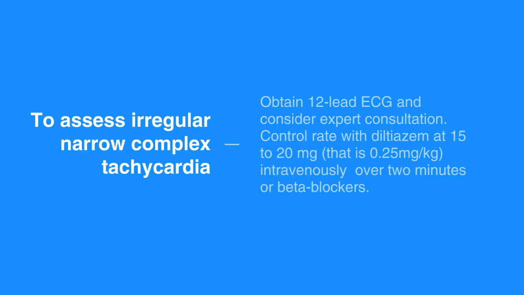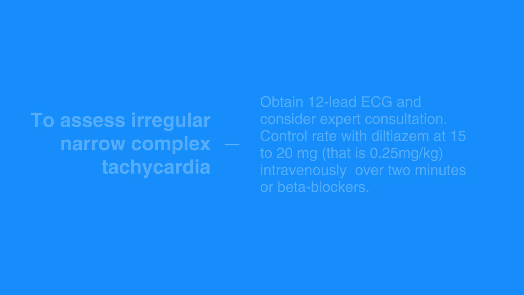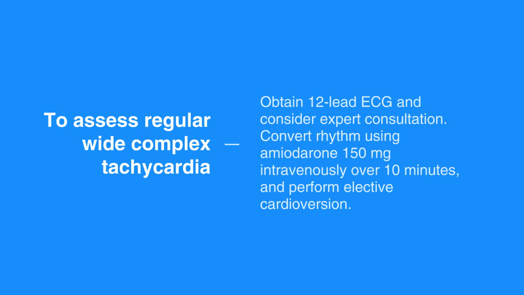To assess irregular narrow complex tachycardia, or probable AFib, obtain 12-lead ECG and consider expert consultation. Control rate with diltiazem at 15 to 20 mg, that is 0.25 mg per kilogram, intravenously over 2 minutes, or beta blockers. To assess regular wide complex tachycardia, or probable VT, obtain 12-lead ECG and consider expert consultation.